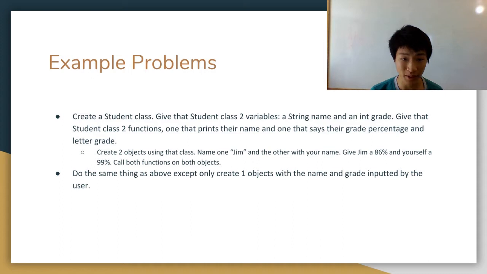The second example problem, or practice problem, I should be calling them practice problems, shouldn't I? Is to do the exact same thing as above, but instead create only one object, and have that object have the name and grade inputted by the user using scanner.